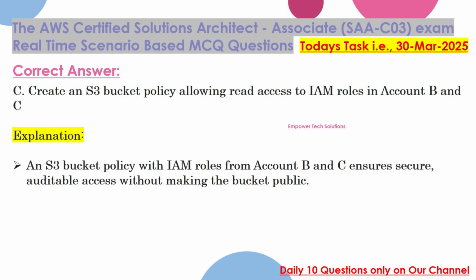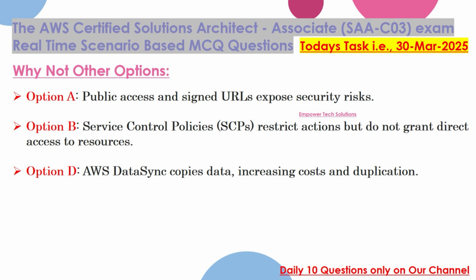Correct answer: C. Create an S3 bucket policy allowing read access to IAM roles in account B and C. Explanation: An S3 bucket policy with IAM roles from account B and C ensures secure, auditable access without making the bucket public. Why not other options?